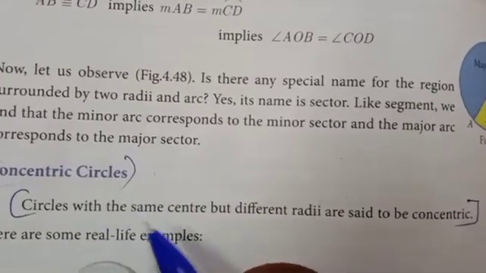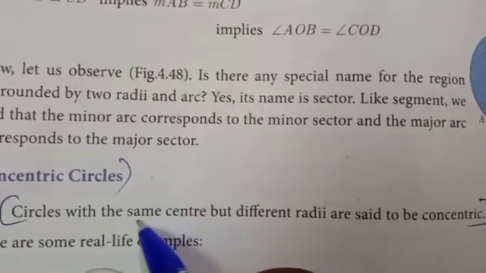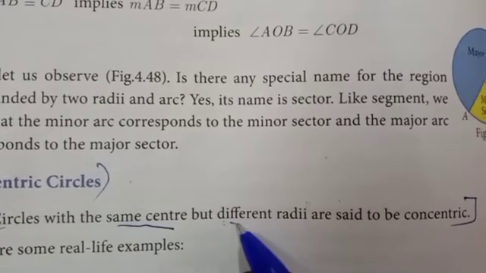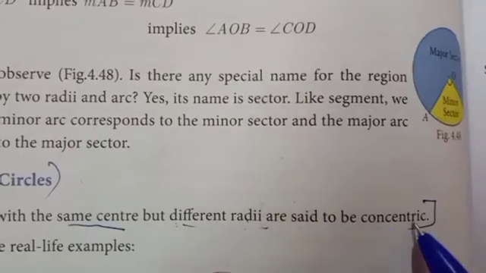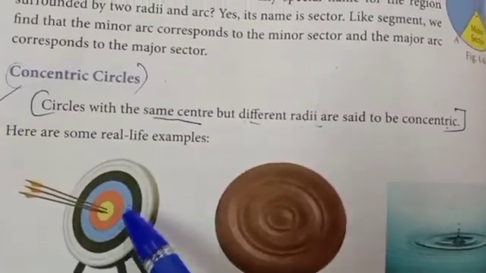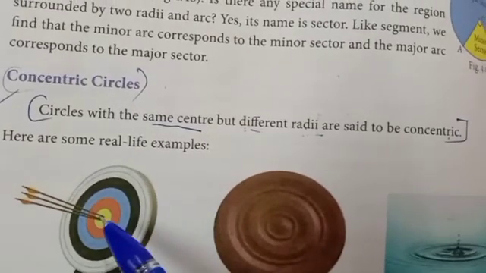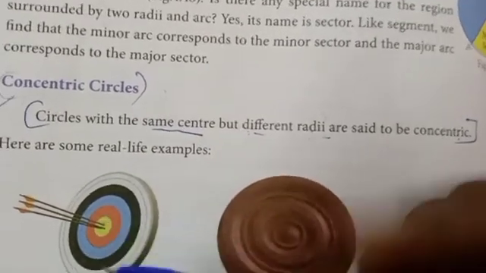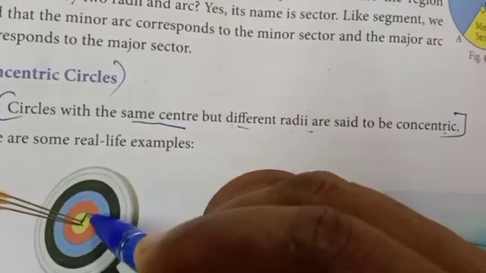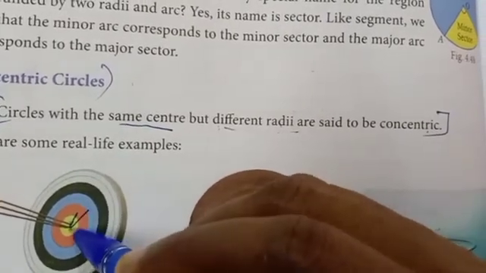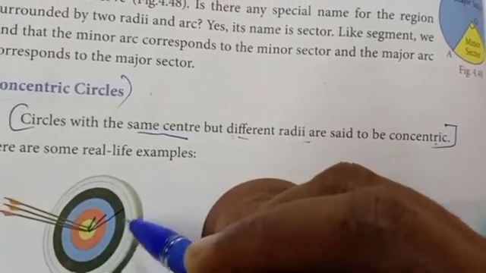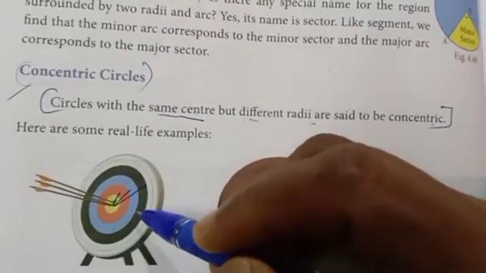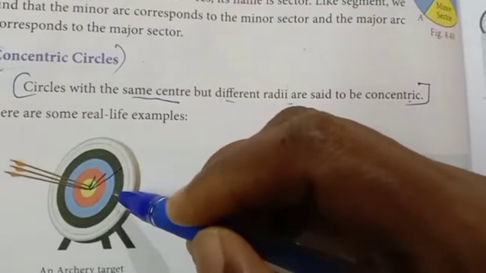Now you are going to learn concentric circles. Circles with the same center but different radii are called concentric circles. Radii is the plural form of radius. For example, here we have many circles, but the center point is the same and the radius is different. From here to here is one radius, another is another radius, and each one has a different radius. Circles like this are called concentric circles.